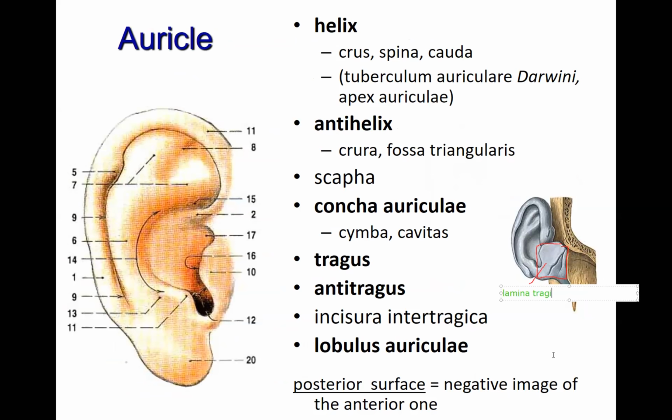Which you can palpate as a structure underlying the tragus, and of course you can see here the notches. Yeah, here are the notches, and the notches we call the incisures of Santorini. I said through them the inflammation can spread ventrally and caudally to the head of the mandible and to the temporomandibular joint.